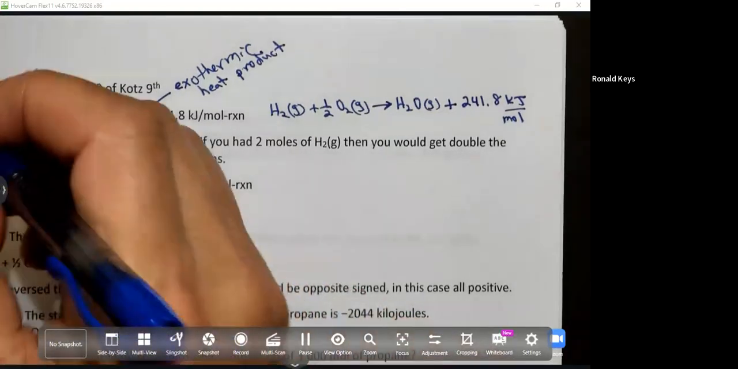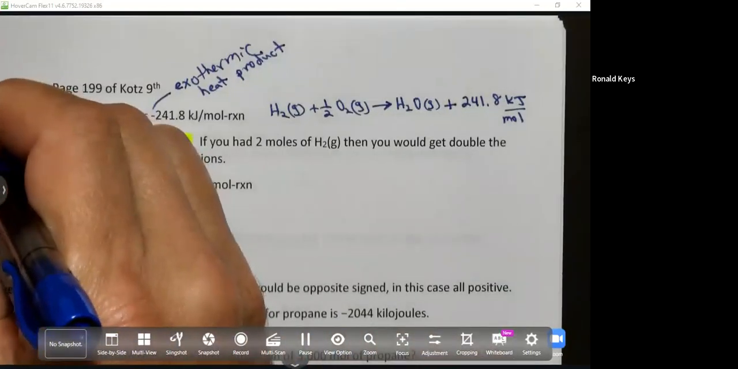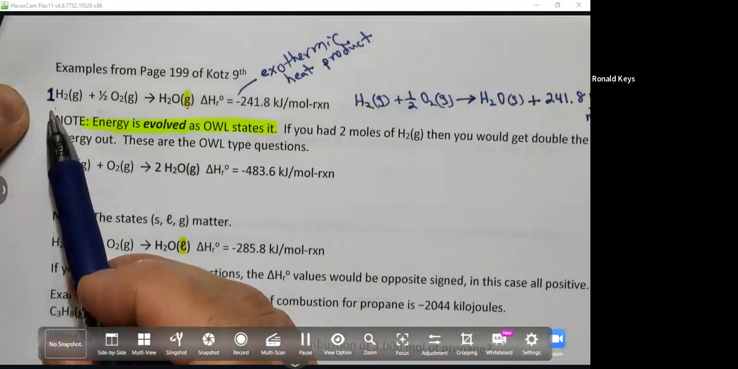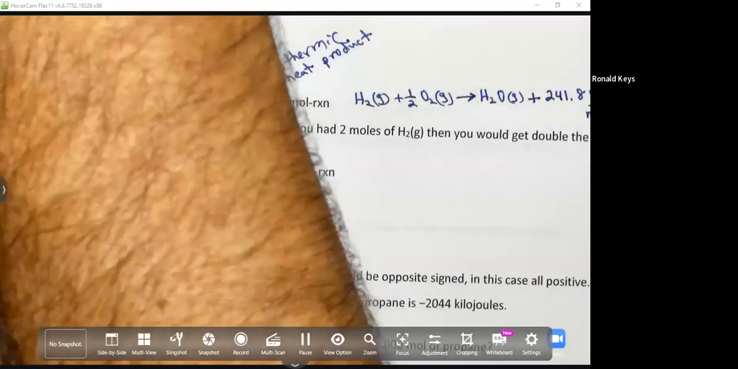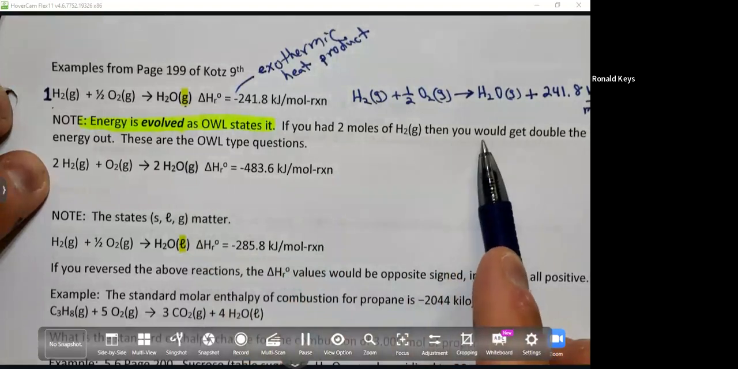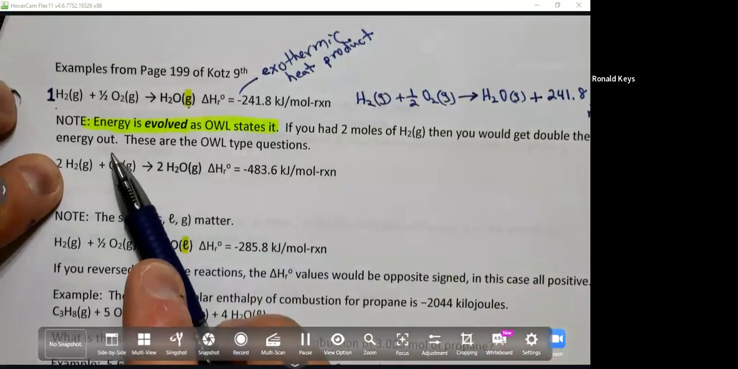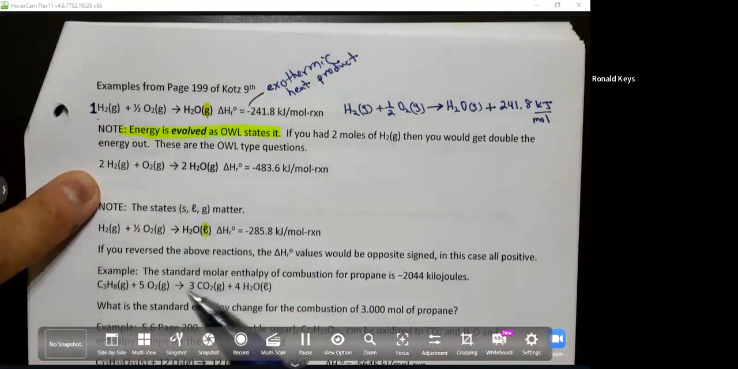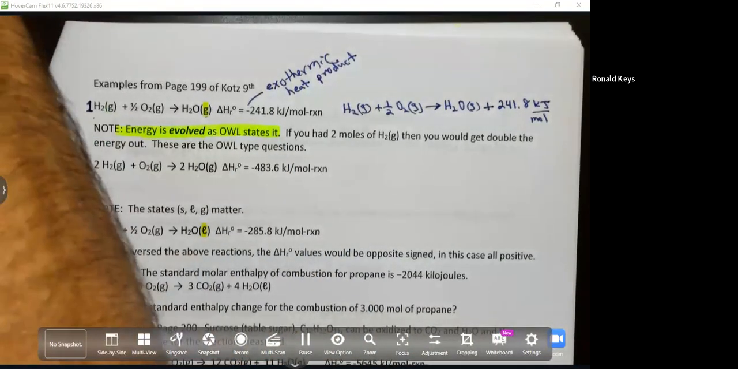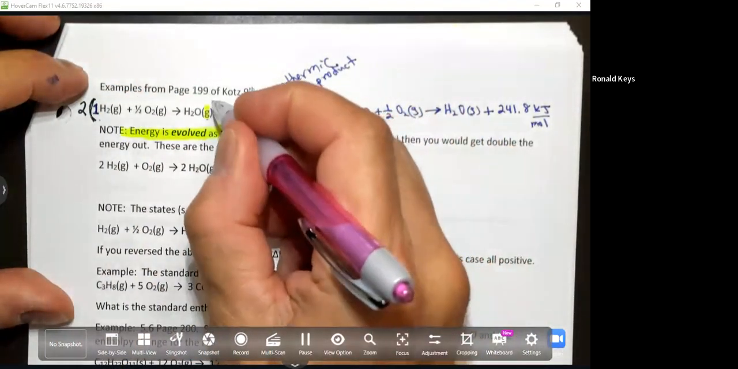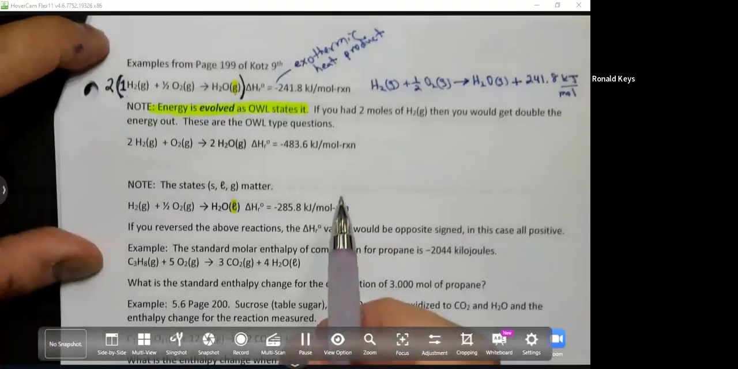So in this balanced equation, there's a 1 right here, right? That we don't write. Now it says, if you had 2 moles of hydrogen, then you would get double the energy out, which makes sense. It's kilojoules per mole. And if we ran a 2 through this equation, I went back here and did this. And we're setting you up to do the next type of problems.